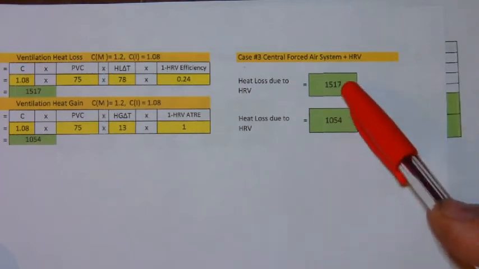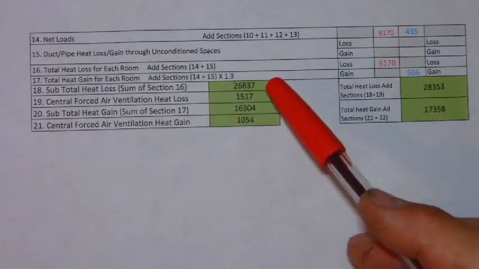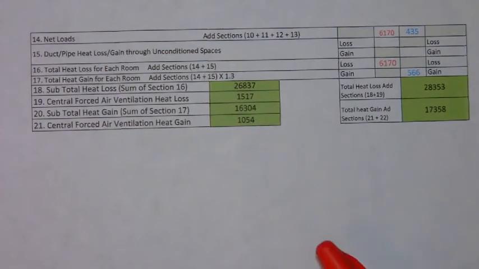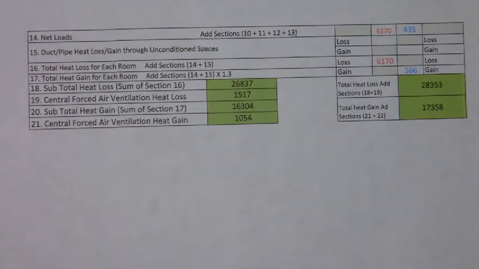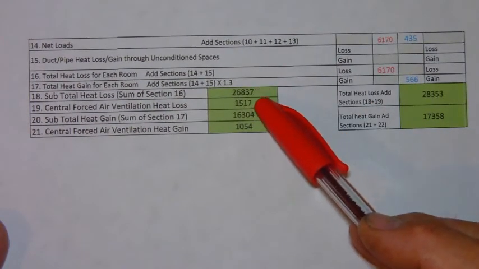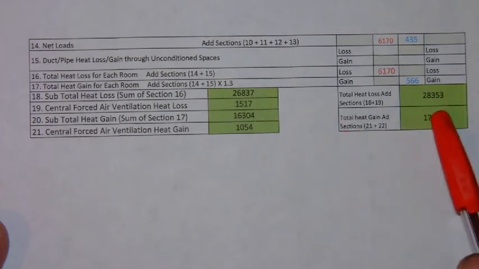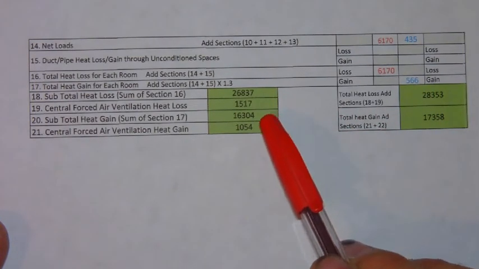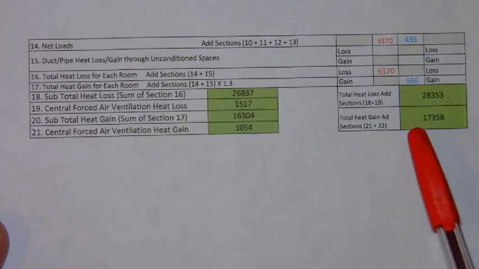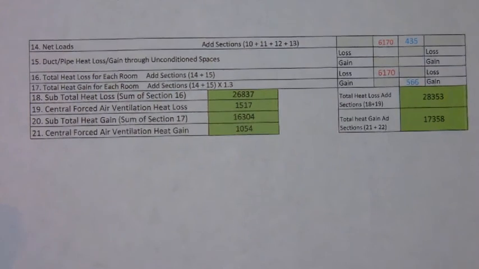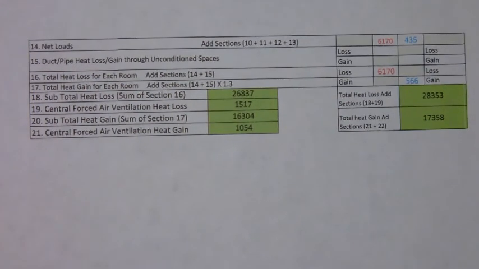You take these two values and you add them in row 19 and row 21. And finally, you would add row 18 and row 19 to get your total heat loss, and you would add row 20 and 21 to get your total heat gain for this particular model. And then you're done.